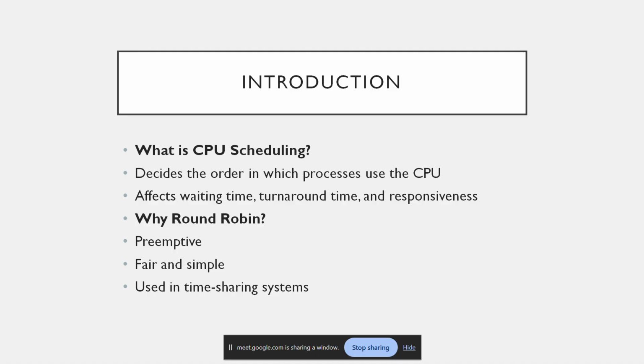Moving on to the introduction, what is CPU scheduling? CPU scheduling is the method used by operating systems to decide which process should run on the CPU. Since multiple processes compete for the CPU time, scheduling helps improve the waiting time, turnaround time, and overall responsiveness.